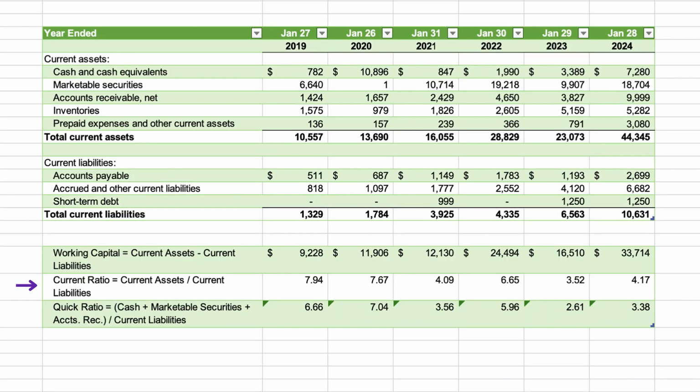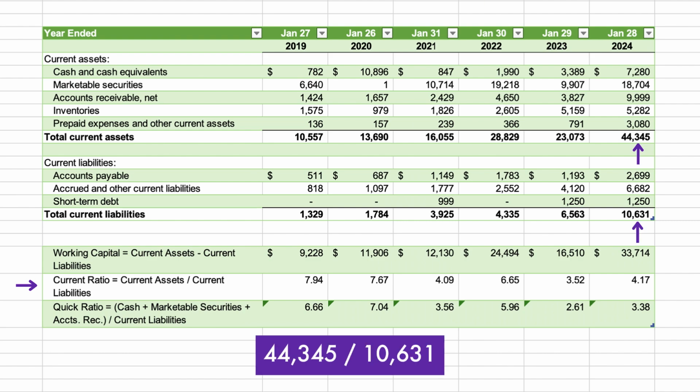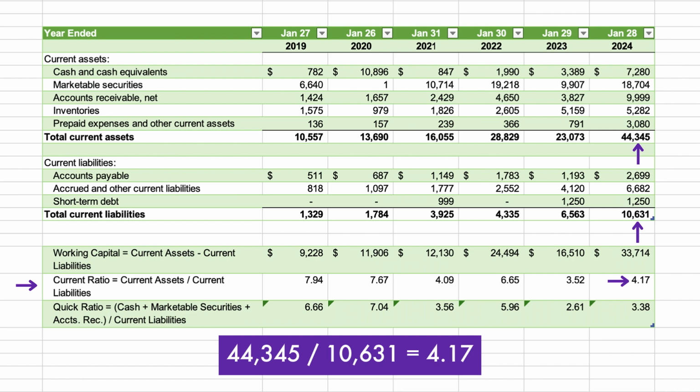For Nvidia, if we go back to these numbers, 44,345 divided by 10,631, you get 4.17, rounding off. That simply means for every dollar in current liabilities, they have $4.17 in current assets. That's a good thing. That means if they paid off every single dollar, they would have plenty of money left over. So it's also important that this number is relatively big.